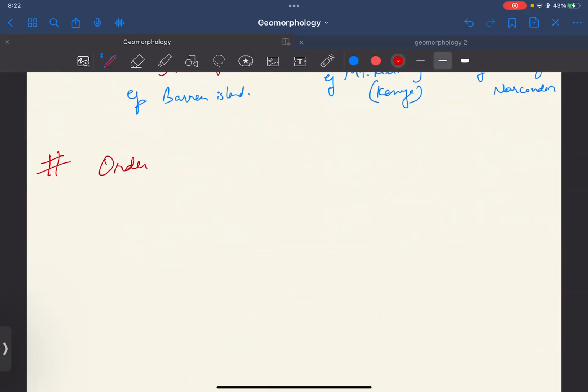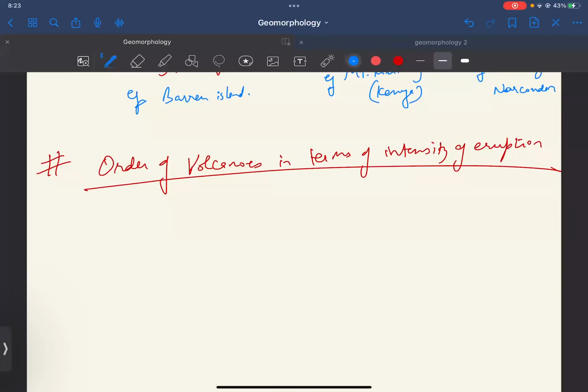Also, one more thing you can remember is the order of volcanoes in terms of intensity of eruption. Basically, we classify various types of volcanoes into different categories in terms of their intensity. In terms of intensity, the most calm ones are Hawaiian type eruptions. They are calm ones.